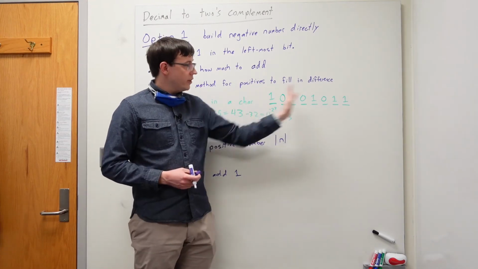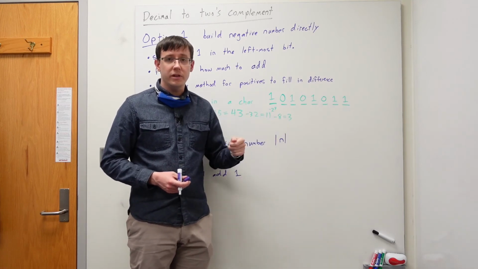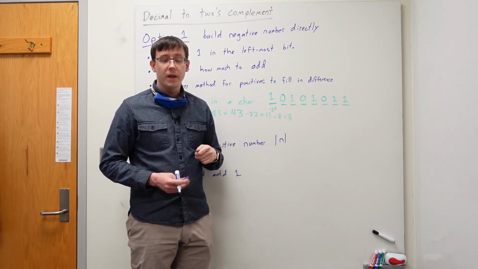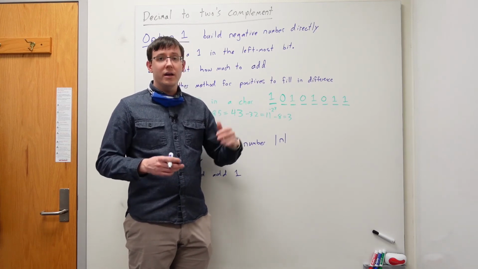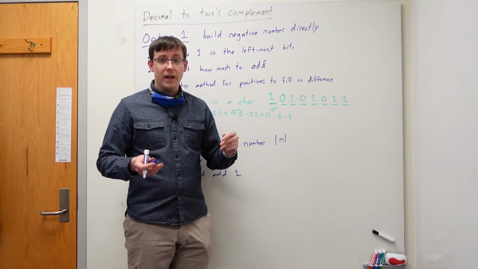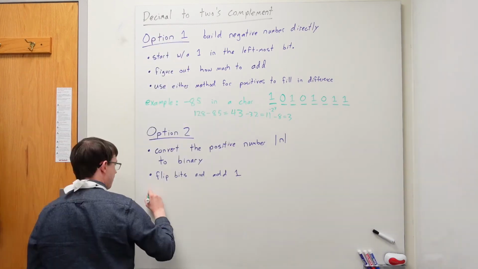And so if we flip all of the bits, it's like we counted down from -1 instead of counting up from 0. And so, to go from n to -n, we can flip all of the bits and then add 1, and we will have been counting down from 0.